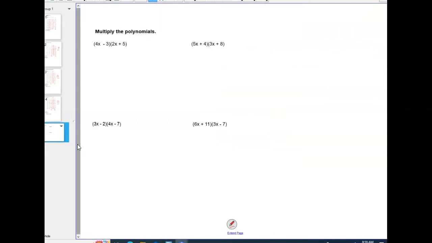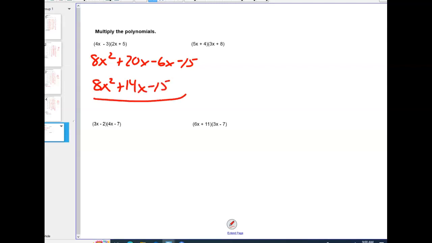So when we FOIL, 4x times 6x is 8x squared. 4x times 5 is 20x. Negative 3 times 2x is negative 6x. Negative 3 times 5 is negative 15. And we combine that middle term. You do have to combine the middle term. 20x minus 6x is positive 14x. This is our answer.